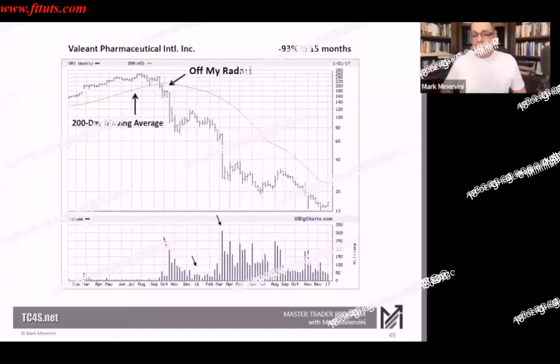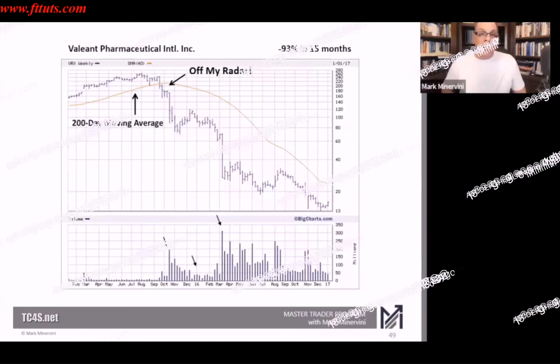So very smart people still make very big mistakes. They just make bigger mistakes. And very often they make it with other people's money. That's another thing. Here's Valeant Pharmaceutical. If you remember, most of you, I won't have to mention the name of the big investor, the big hedge fund manager that was buying this, all the way down pretty much. And again, this would be completely off my radar. If it's not above the 200-day moving average, I'm not even going to look at it.